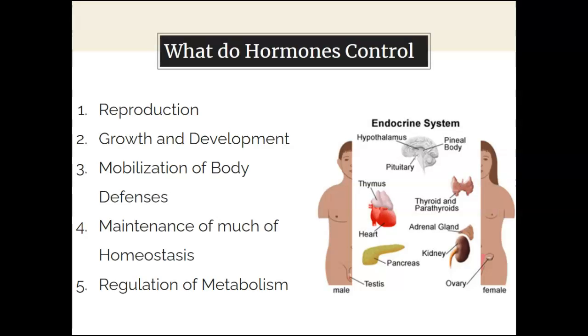So what do hormones control? Shocker, reproduction. That's what this whole thing is about: reproduction, growth and development, and mobilization of body defenses, which deals with the immune system. They also maintain most of your homeostasis, like blood sugar, and deal with things like when you get a cut, you need to fix the infection and fix the skin barrier. And regulation of metabolism. Most of the chemical reactions that happen in your body are somewhat of a result of hormones.